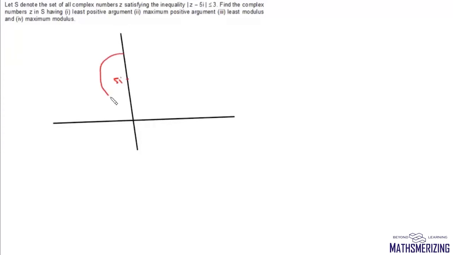Now here the question is, let S denote the set of all complex numbers satisfying this inequality, mod of z minus 5 iota is less than or equal to 3. So we'll draw this region, which is the set of all points lying on or inside this circle with center at 5 iota and radius equals 3 units.